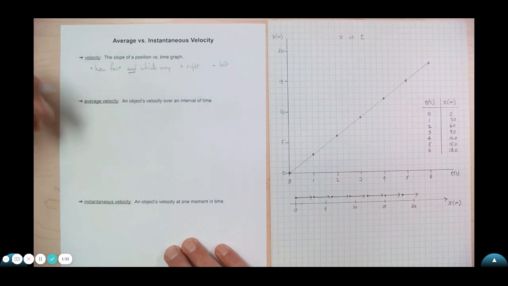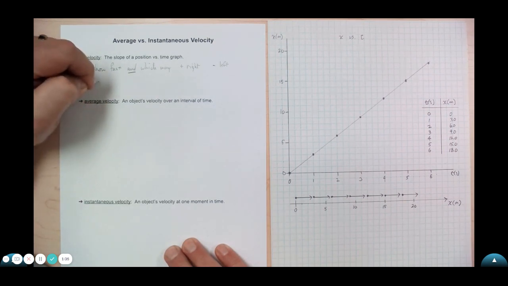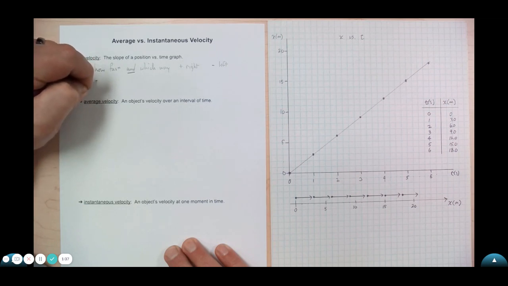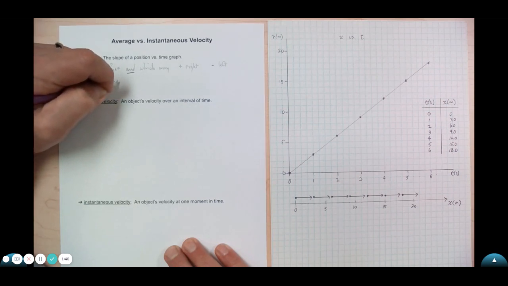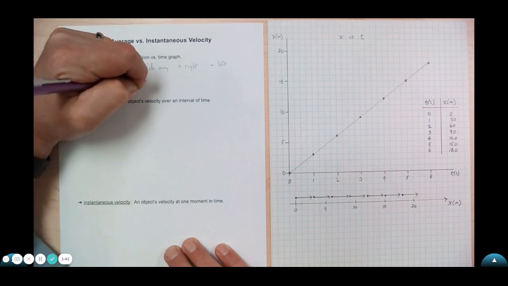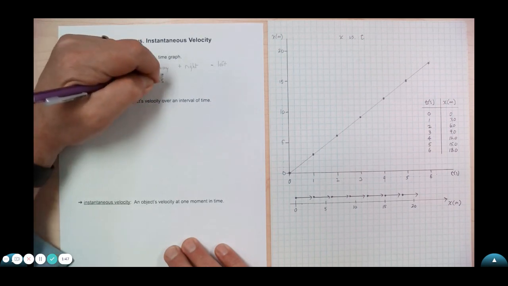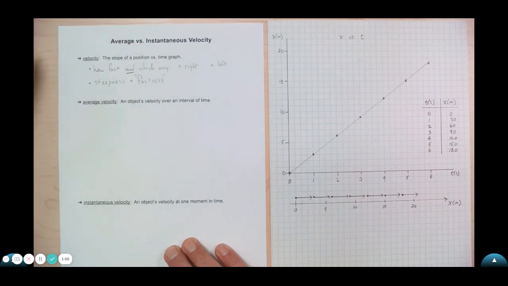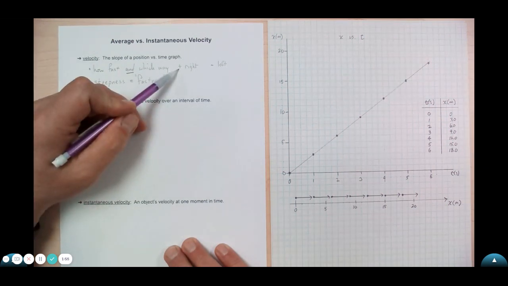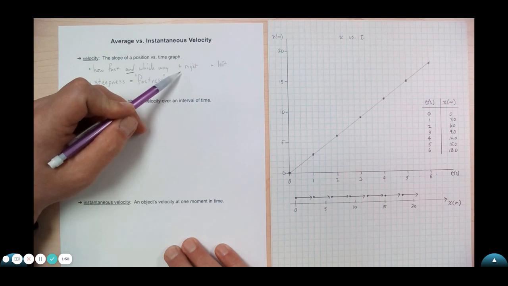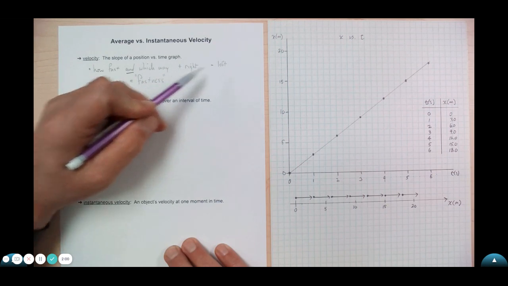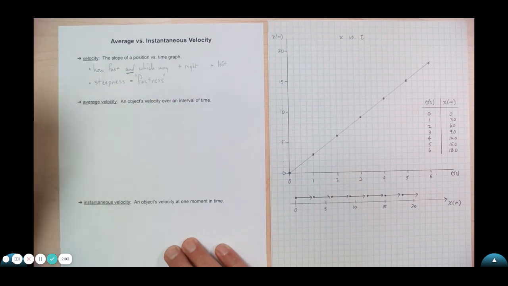The speed is actually shown by the steepness of the graph. So we can, strange as this sounds, say that steepness equals fastness. Put that in quotes, technical term there. So the steeper you see a position versus time graph, the faster the object is moving. If the graph has a positive slope, that means the object's moving to the right in the positive direction. If the graph has a negative slope, that means the object is moving to the left. That's basically what we've done with velocity so far.